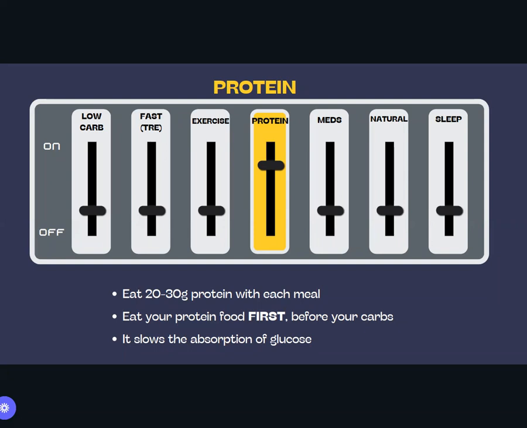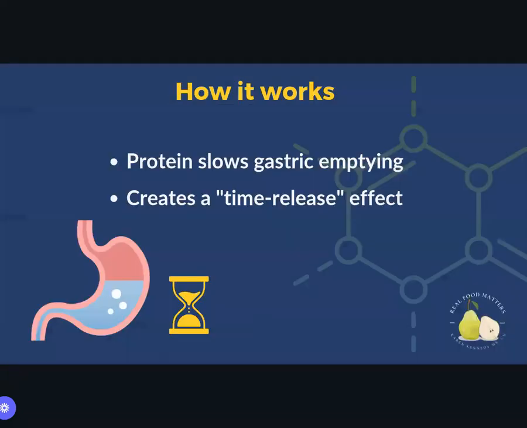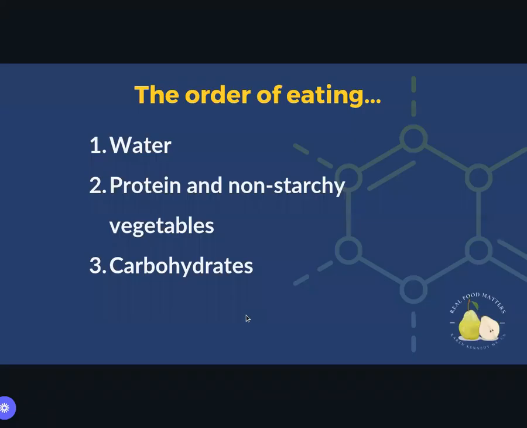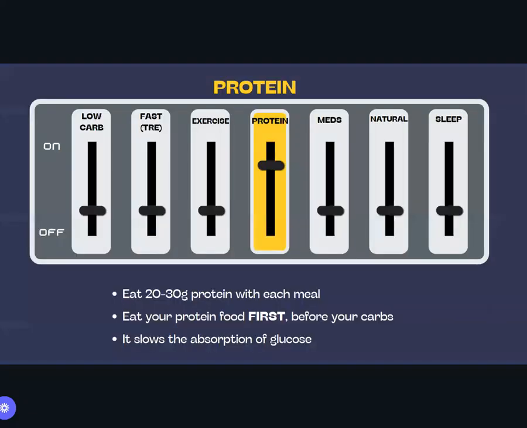Protein. So protein is probably my top hack. It's one of my top hacks. And the reason protein is my top hack is, anyways, you have to eat protein anyways. You have to eat protein. You're going to eat it, so you might as well be strategic about it and use it to help regulate your blood sugar.